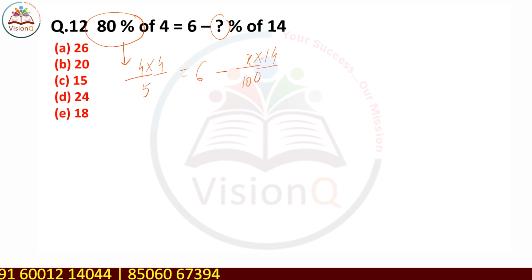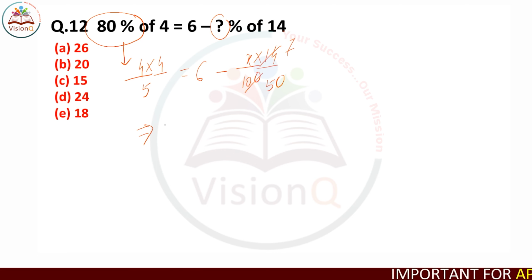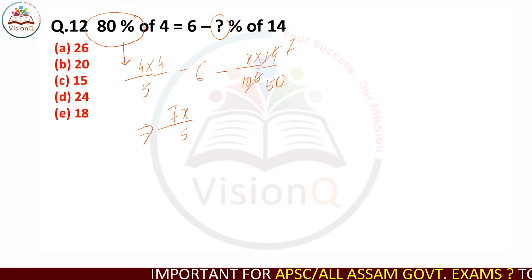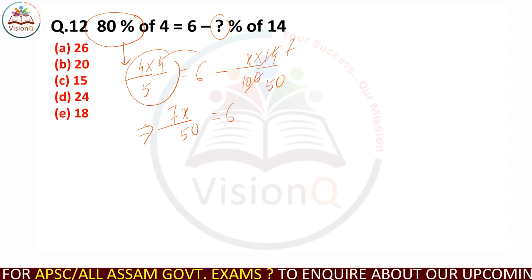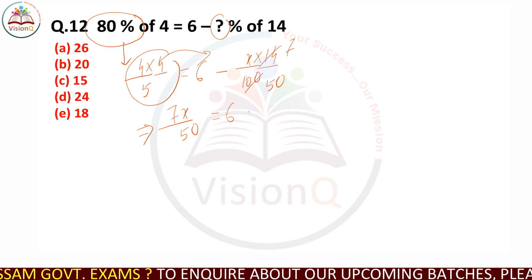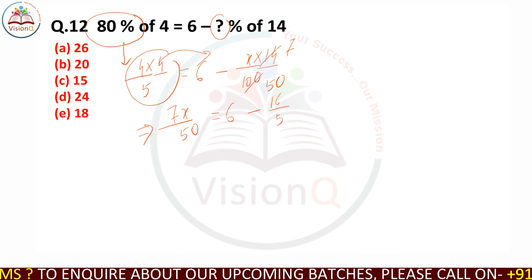Okay, now what to do here? 2 7s are 14, 2 50s are 100. So bring this x term to left hand side. It becomes 7x by 50. And transpose this term to right hand side. So it is 6 minus 16 by 5.